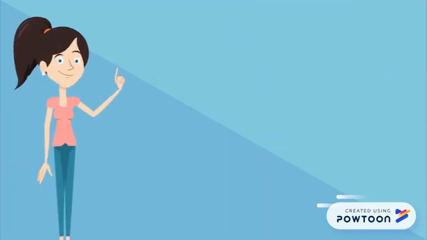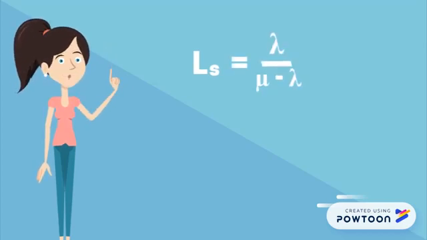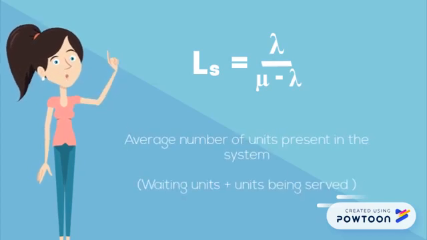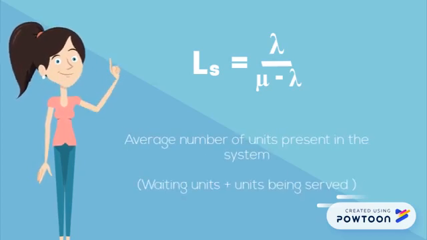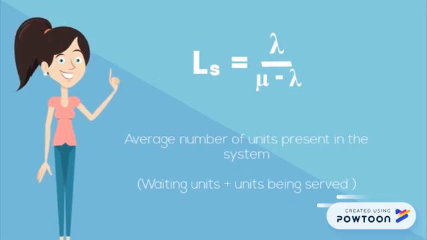Queuing theory is based on four formulas, the first one being LS. LS is equal to lambda over mu minus lambda. This formula is used to calculate the average number of units present in the system. The units could be either waiting or being served.